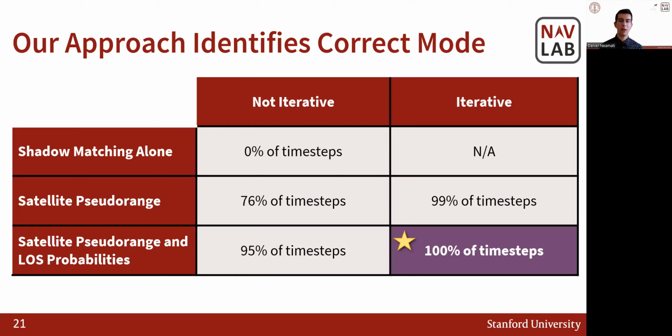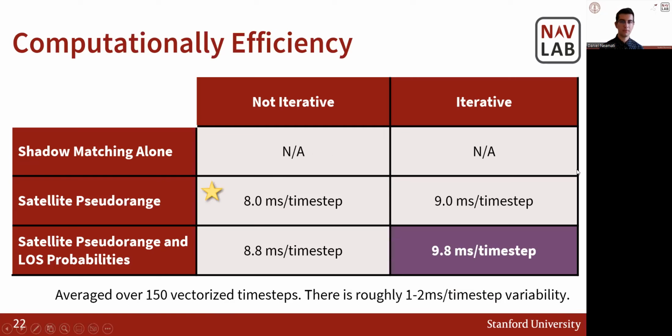And if we drop iterative but keep both the line of sight probabilities and the set-based pseudoranges, we're able to identify the correct mode in 95% of the scenarios. But note that if we drop both, then we're not able to identify the correct mode in very many scenarios, in this case, only 76%. Though that's still a big improvement over not being able to identify the correct mode at all.